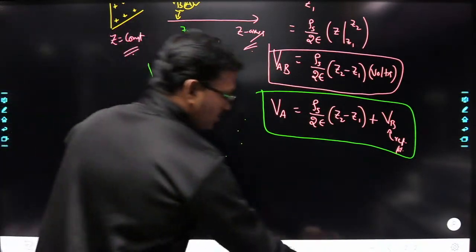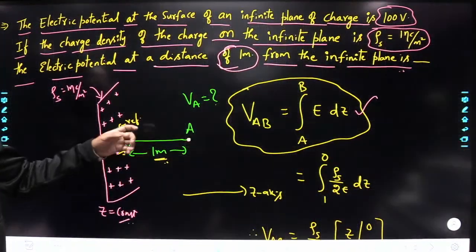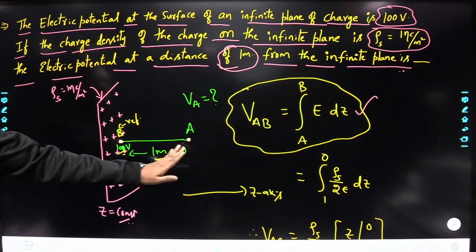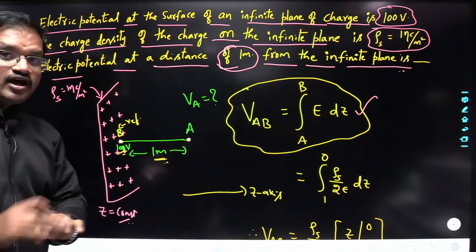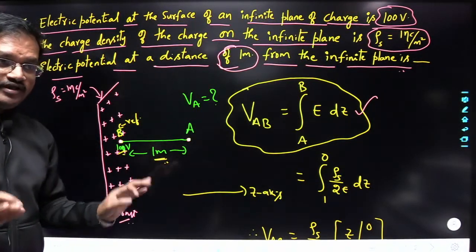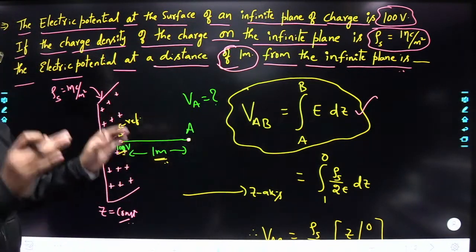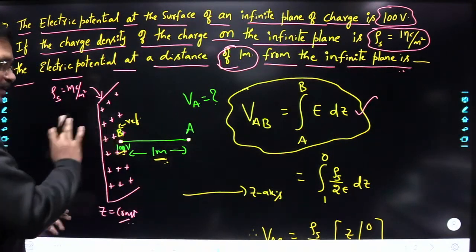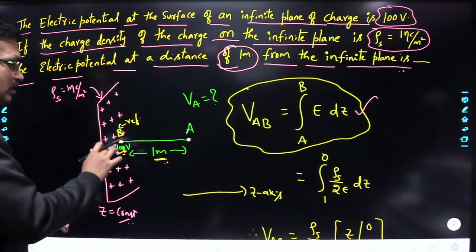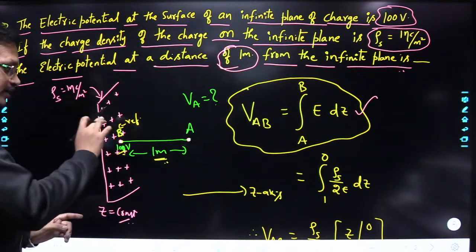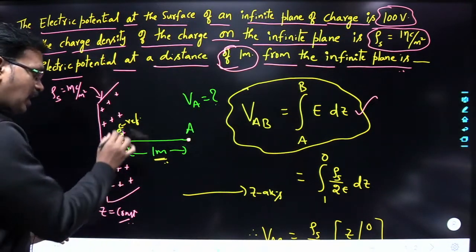Right. So in this problem they are asking to determine the potential at A. They are not saying anything about the reference point. Since we know the potential at B, since they have given the potential on the surface as 100 volts, I have considered some point on the surface. At that point I am considering the potential is 100 volts.